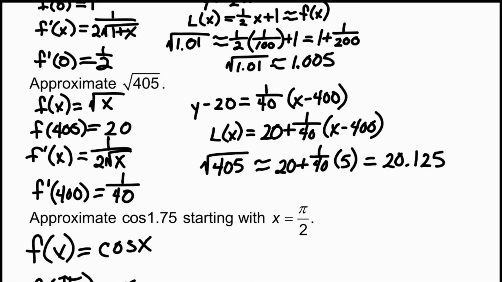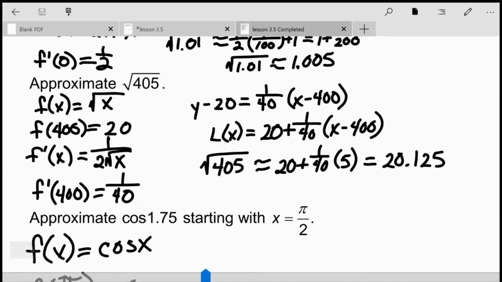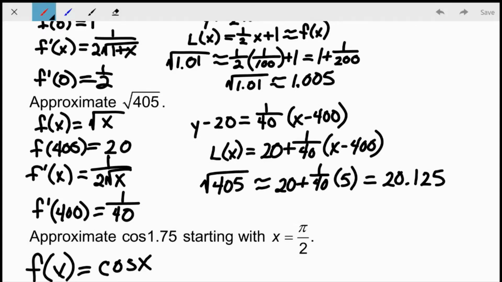So for this one, it was the square root of 405. So I said my function this time is just going to be square root of x. And a point close to square root of 405 that I know the exact value for would be square root of 400. So you can see that I went through here and I found f of 400 is 20. I also found my derivative at 400 is 1 over 40. So now I've got my derivative and I also have my function value. So here's my linearization once I've simplified it down.